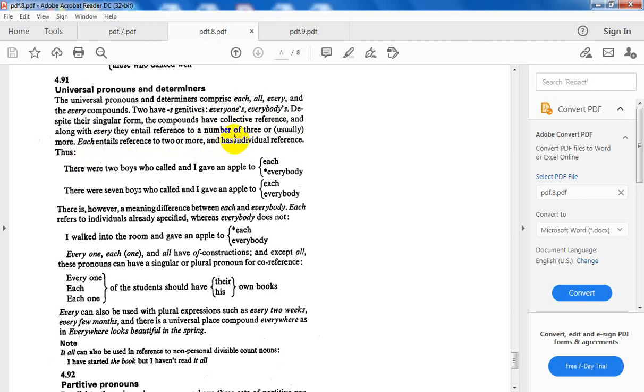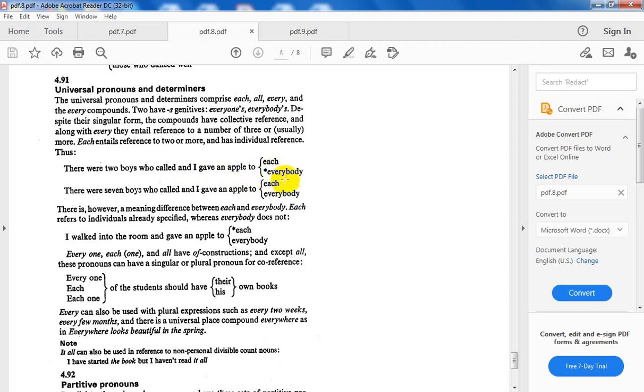Each entails reference to two or more. Of course, every entails reference to a number of three or more. Every is for three or more, while each is for two or more, and has individual reference. There were two boys who called and I gave an apple to each.